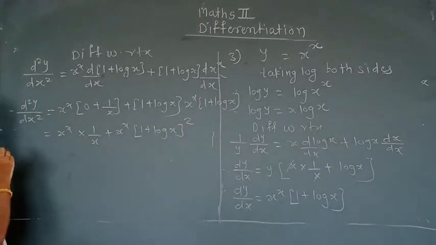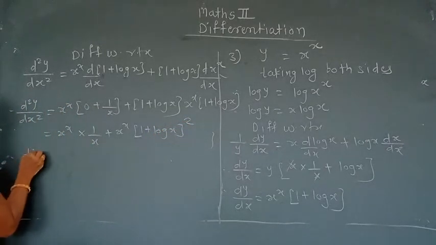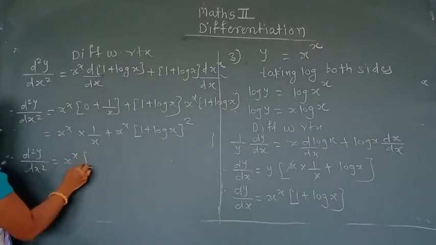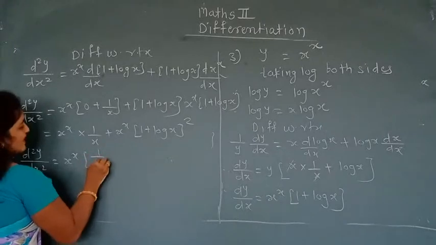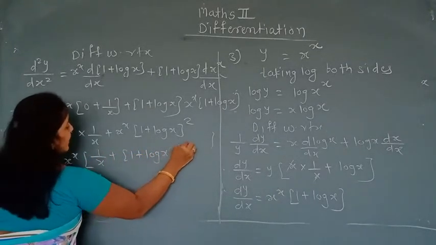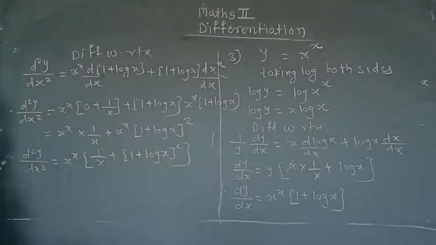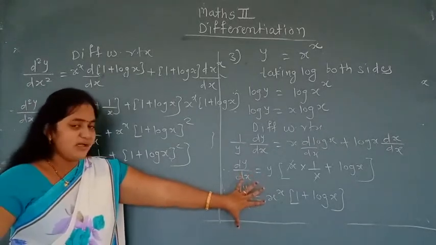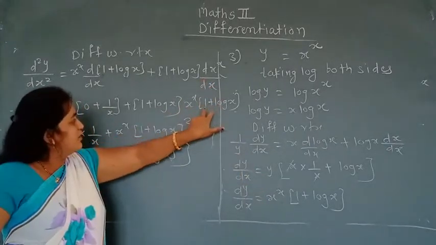Now in this term x raised to x is common. So the double derivative of y with respect to x square is equal to x raised to x inside the bracket 1 upon x plus 1 plus log of x whole square. Okay. So whenever your function is a function raised to a function, earlier we found the derivative of y with respect to x, whatever the answer is we can put here.